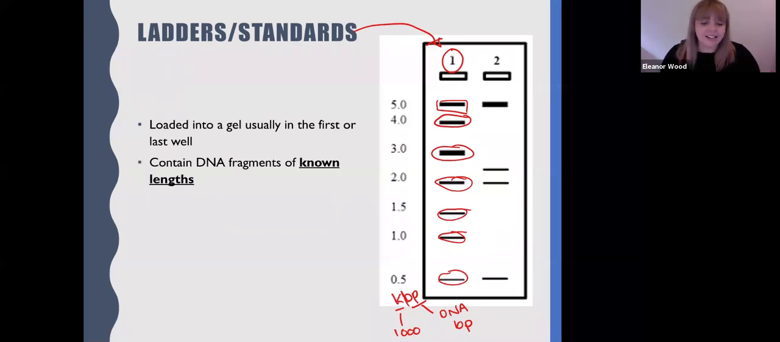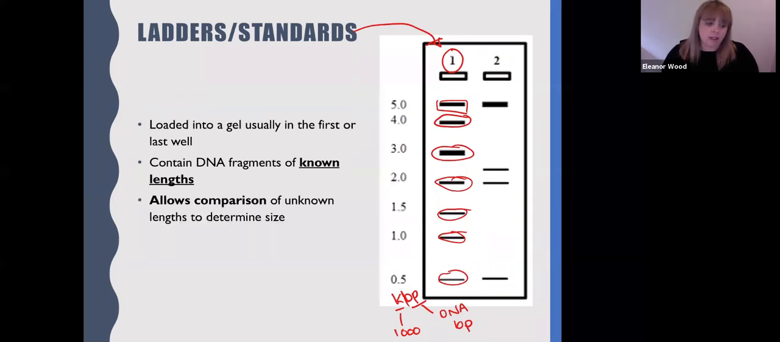And this is what is important to know, the definition of a ladder or a standard. They contain DNA fragments of known lengths. So we know how many fragments there are and we know how long each fragment is. What that allows us to do is determine the unknown fragments.